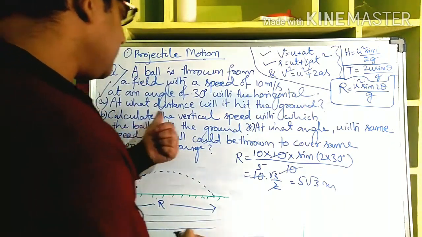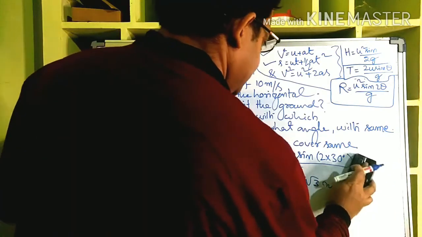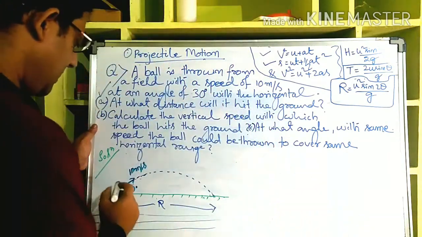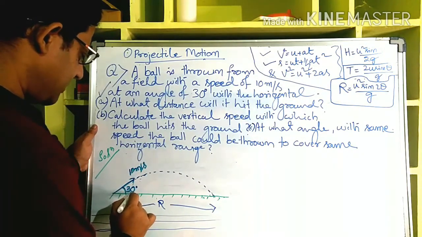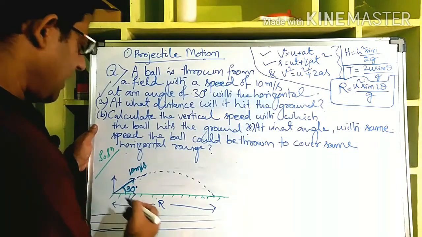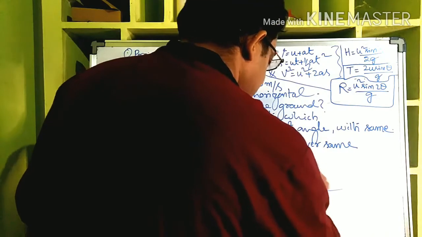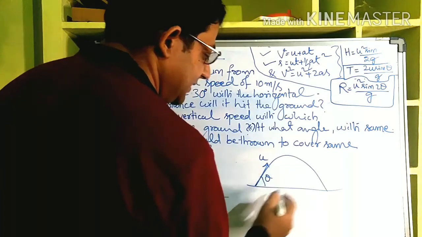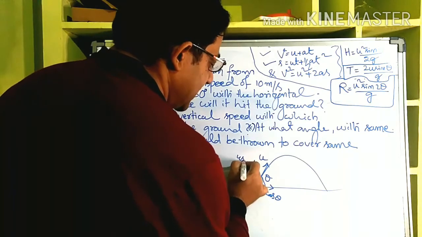Next part it is asking, calculate the vertical speed with which the ball hits the ground. Let us see what is the vertical speed. This speed can be resolved into two components, right? One is 10 cos 30. Now let us treat it generally: it is going and hitting, a projectile. Let us say it is thrown with u and making angle theta. This can be resolved into two components. This is u cos theta and u sin theta.